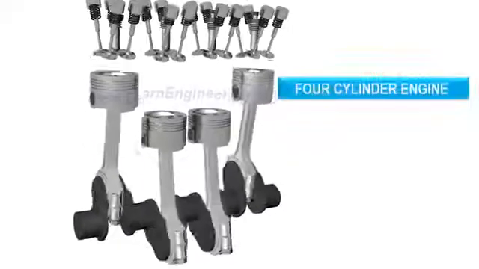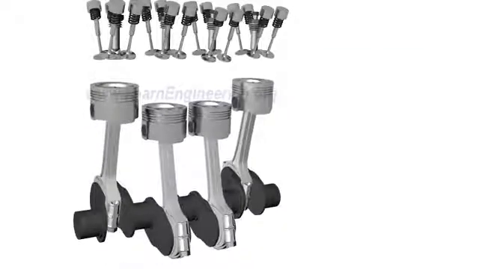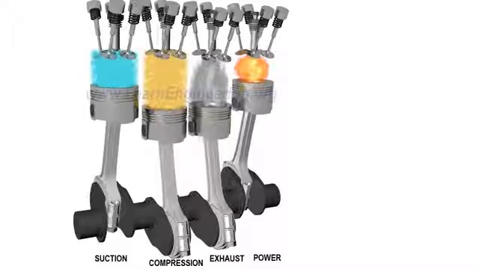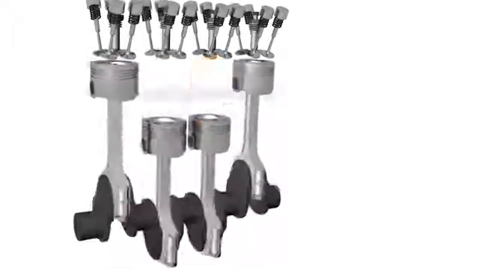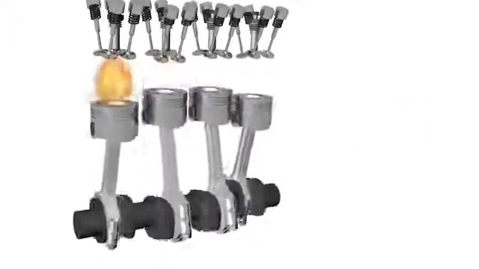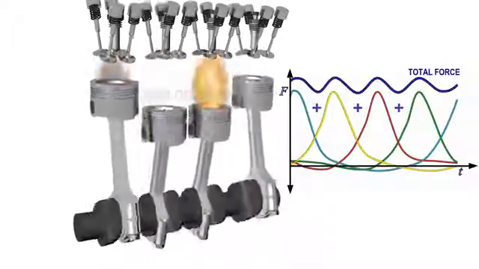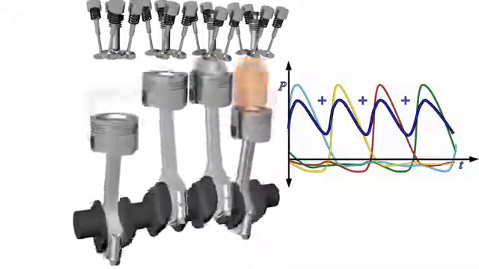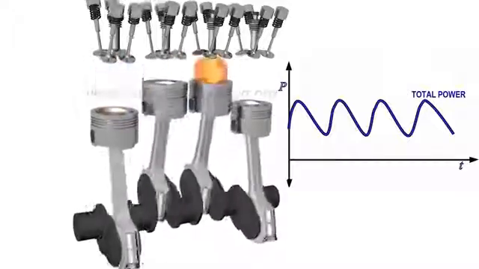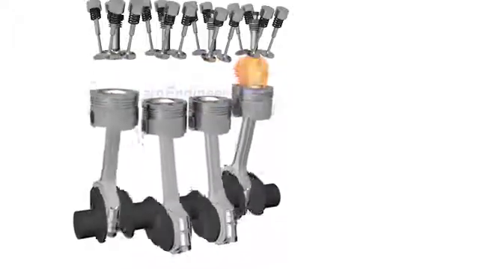Consider this 4-cylinder engine. Here, 4 different strokes can occur at a time. So the power stroke is always present in the engine. As a result, a 4-cylinder engine will have better force and power uniformity. In short, the more cylinders an engine has, the smoother it will operate. A 4-cylinder engine generally operates on the following firing order.